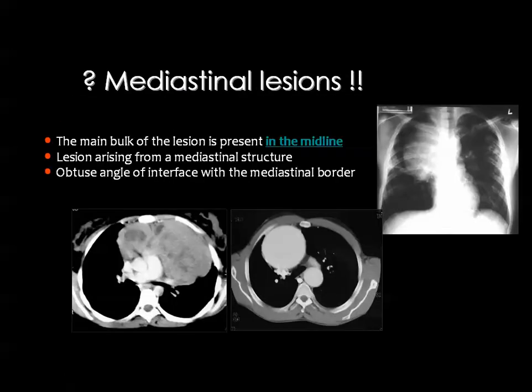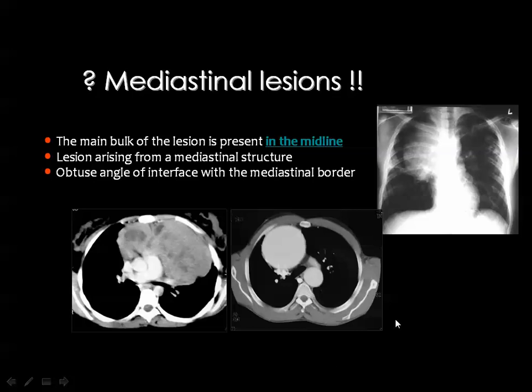Then a very important issue is to identify whether this lesion is a mediastinal pathology or a pulmonary parenchymal disease or chest wall, for example. Then how to know that the lesion you are looking at is a mediastinal lesion? Number one, and this is a simple rule, you can see that the main bulk of the lesion is present in the midline, because most of the mediastinal structures are located in the midline. Then if you see a lesion which is centered in the midline plane, you may assume that this is a mediastinal pathology.